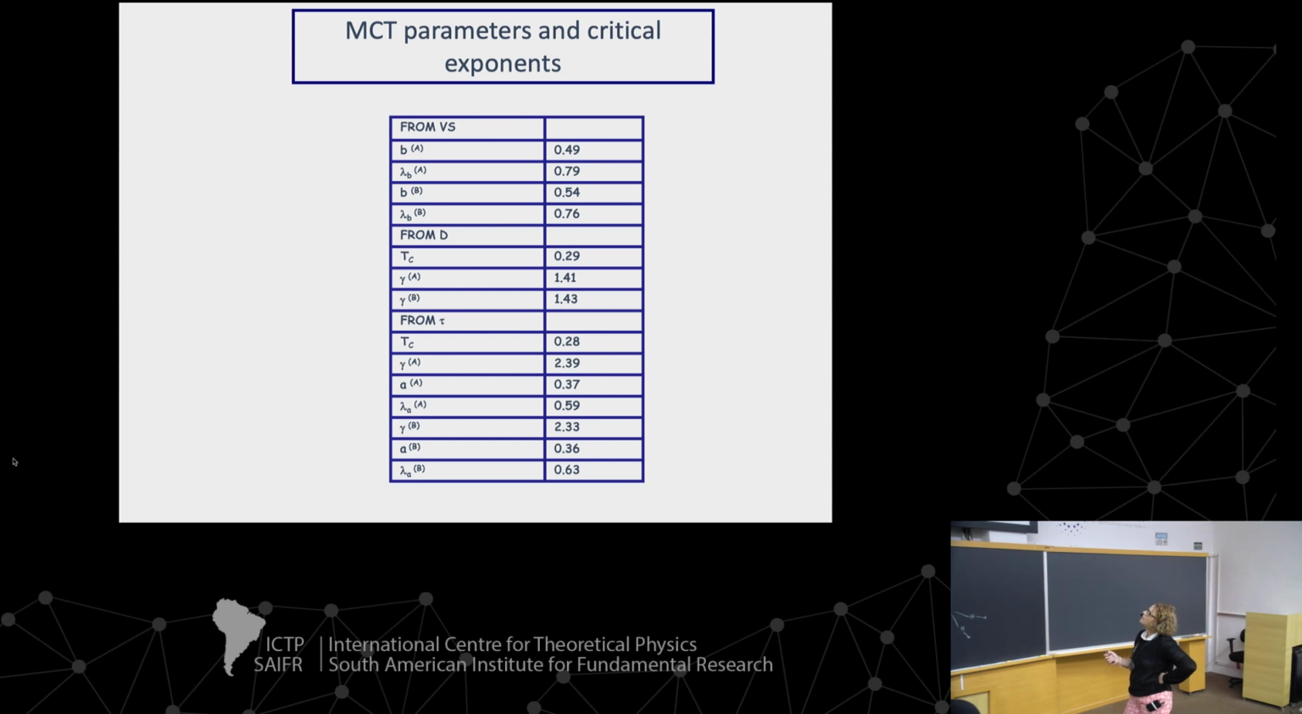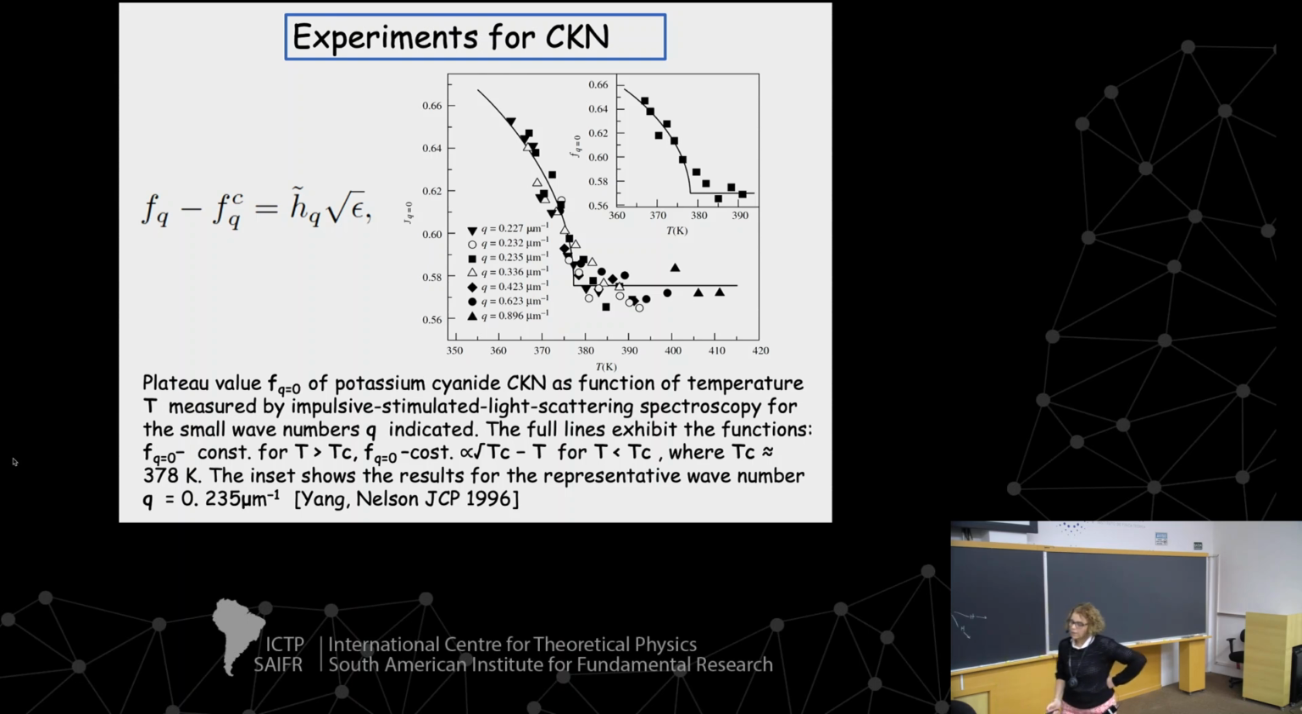MCT parameters and critical exponent, therefore, can be summarized in this table. From von Schweidler, we get this value. From D, this value. From tau, this value. Now, I don't want to go through all of them, but the take-home message is that where we see deviation is because of hopping. Let me show you also the experiments now.